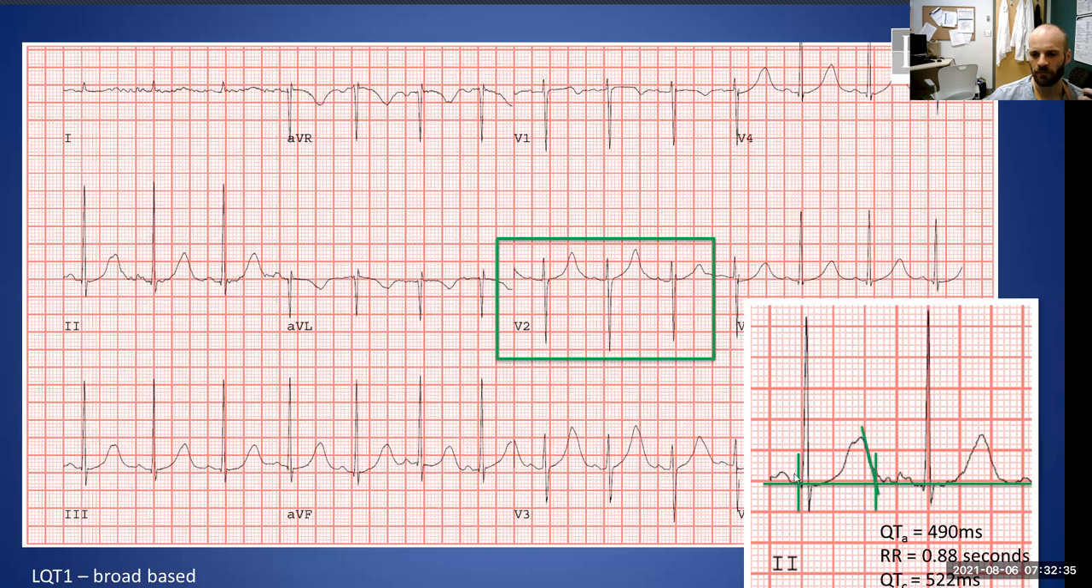So our absolute QT interval measures out at about 490 milliseconds. We've got 200 milliseconds for one big square, 200 milliseconds for another big square, plus 40 for this little one, plus 40 for this little one, maybe slightly less than 40, and then a little bit more here. So that works out at about 490 milliseconds. Our RR interval comes out as about 0.88 seconds. If we put it through our calculator, we end up with a corrected QT interval of slightly more than 520 milliseconds. The normal range for a QT interval is certainly less than 480 milliseconds, and it's convincingly pathological if it's greater than 500. So we've got a convincingly long corrected QT interval here associated with broad-based T waves, which fits with a diagnosis of long QT1.